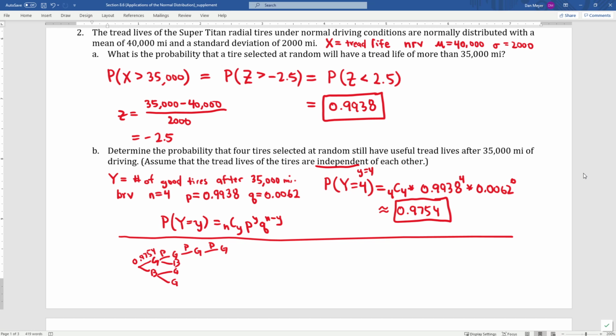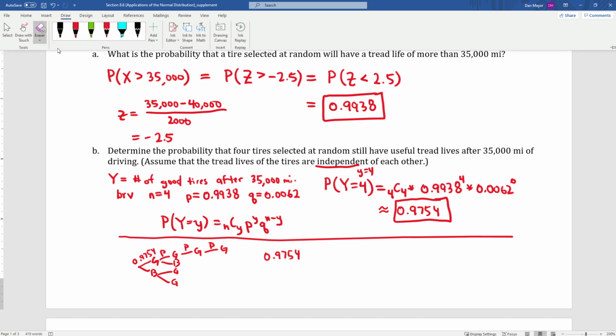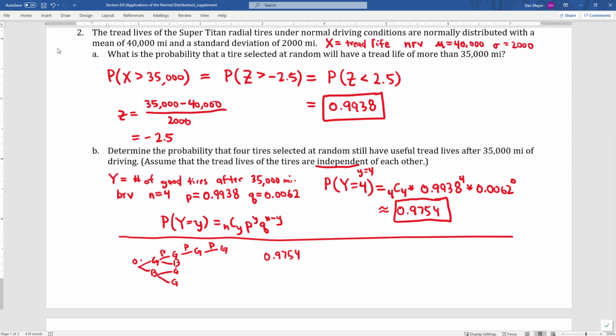And so you could get that this is... where did I get 0.9754? It's 0.9938. Sorry about that. 0.9938. That's our probability that our tire is good. Okay. And so you could do 0.9938 to the fourth when you multiply down that tree. And that would also give you 0.9754.